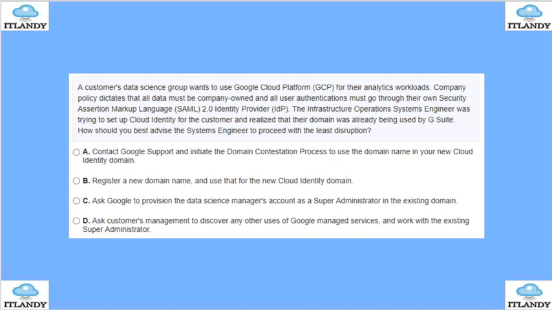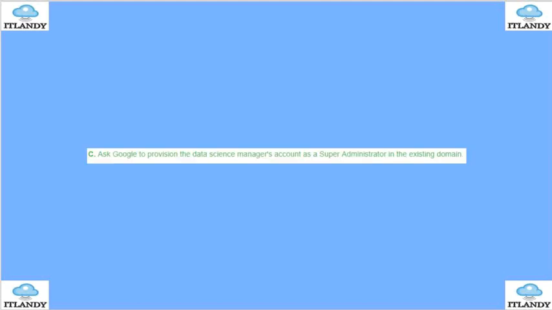Now, let's ask Google to provision the data scientist. So I will say C in this scenario because we are trying to set up an identity and a domain managed by Google. So the answer is C, because we need to ask Google to provision the data science manager's account as a super admin so we can consume the existing domain.